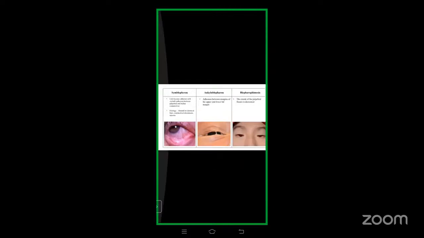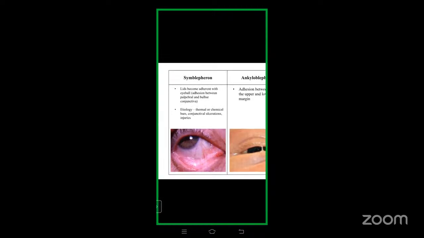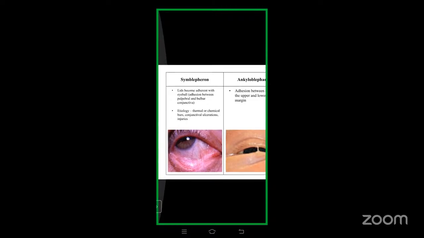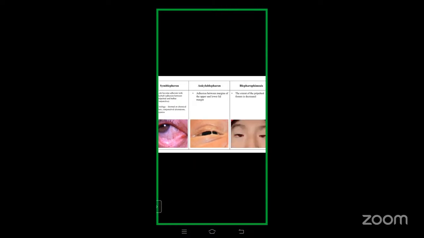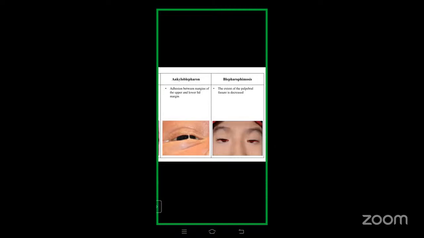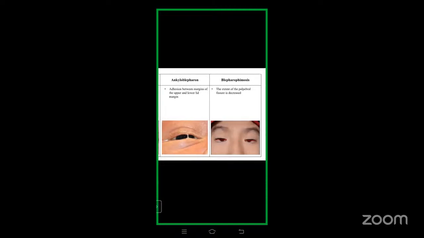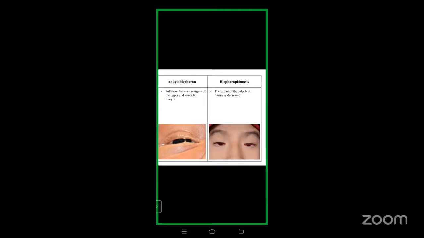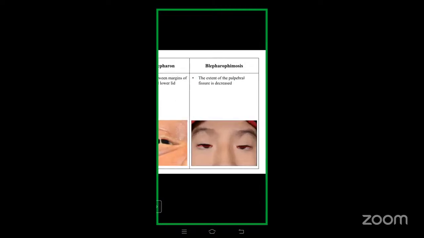Next is symblepharon. So adherence to the eyeball. Basically palpebral and bulbar conjunctiva are adhered here. This can be because of thermal or chemical burns, conjunctival ulceration, injuries. Next is ankyloblepharon. This is adhesion between the margin of the upper and lower lid. Blepharophimosis is where the extent of the palpebral fissure is decreased. So basically this person will have palpebral fissure height and width lesser.